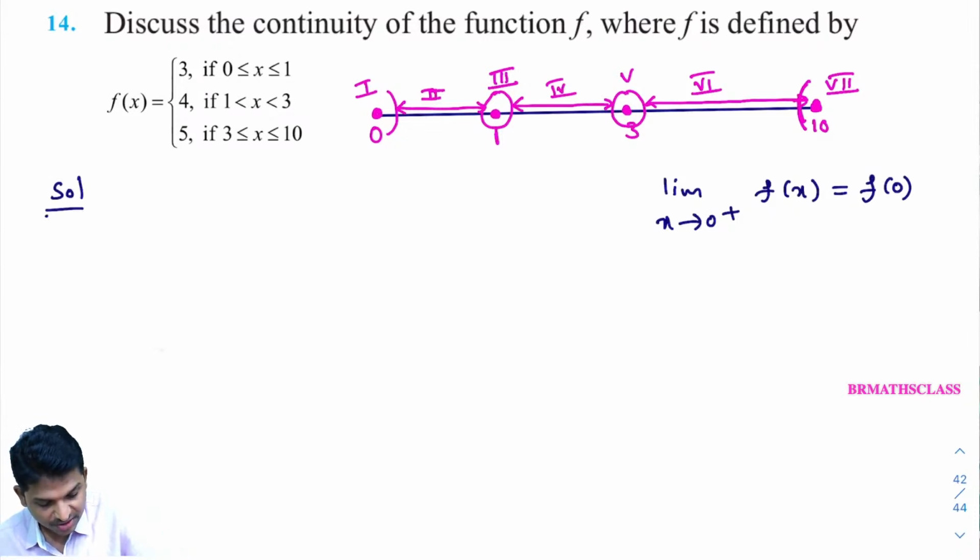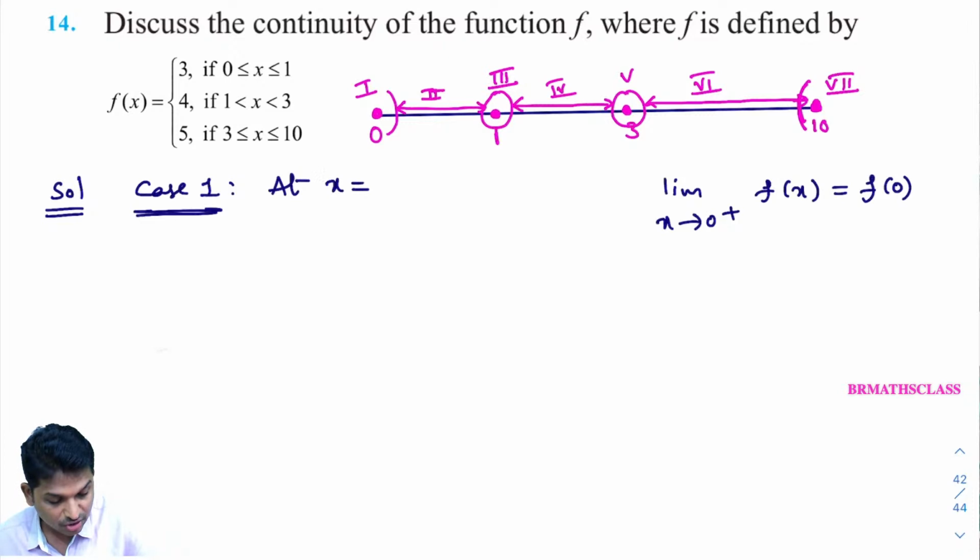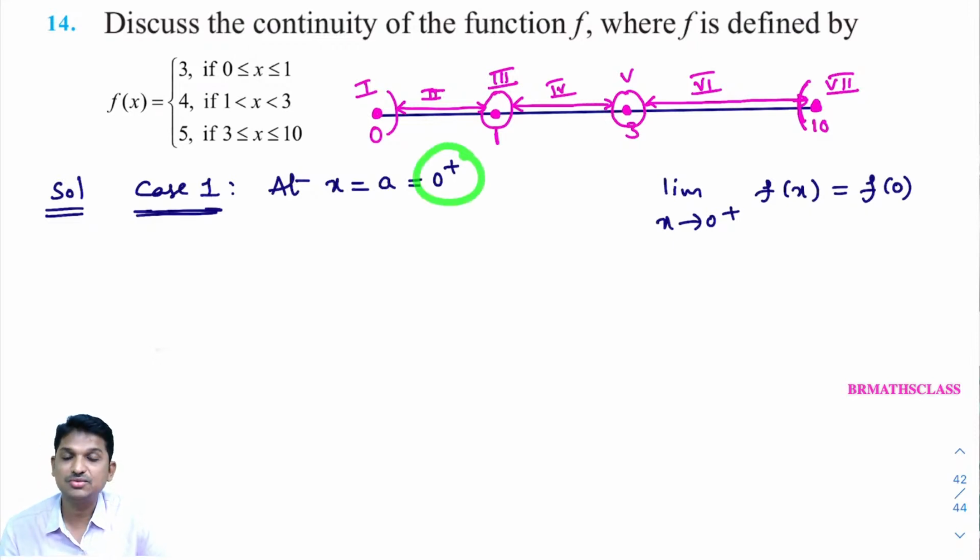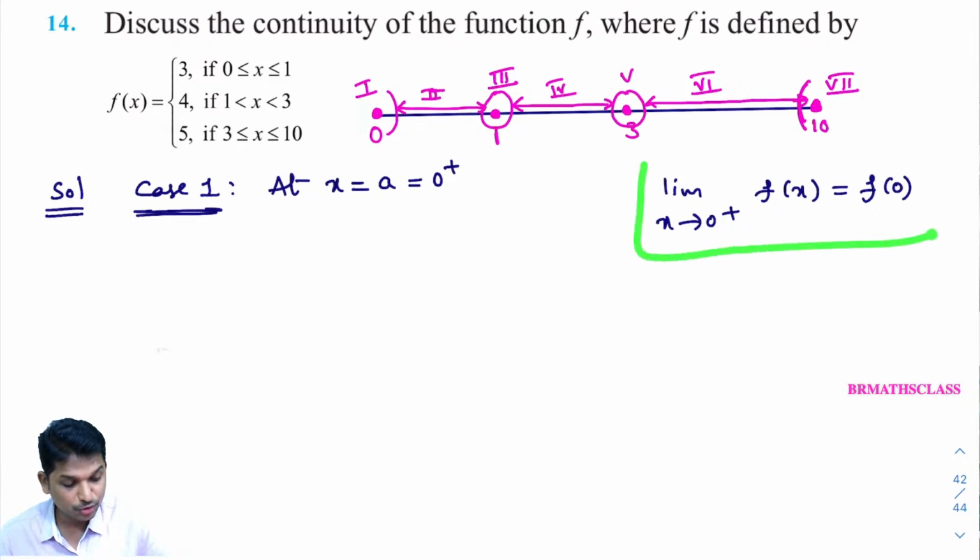Solution for this problem, that is case 1. What is case 1? I am checking the right continuity of the function at x equal to a, where a is 0, so I'll write 0 plus here. What does this 0 plus indicate? All x values are greater than 0. I am just checking the right continuity of the function at 0. I cannot check left continuity at 0 because this function is not defined when x value is less than 0. So the point is I am going to check this one.